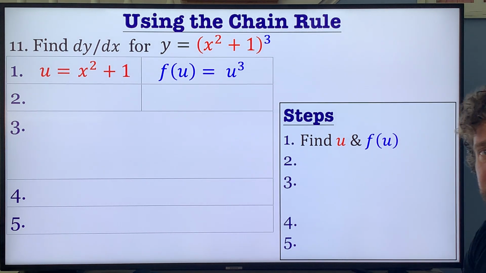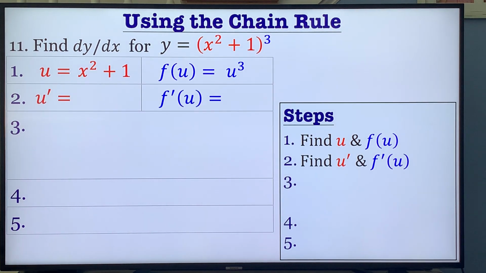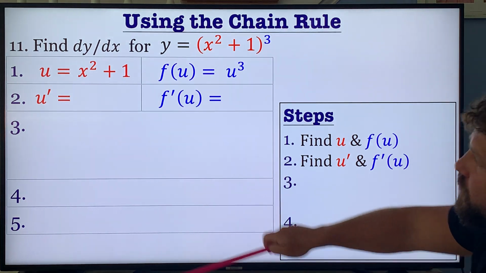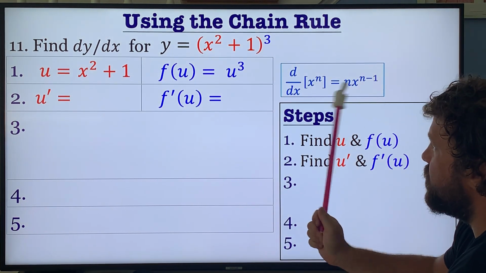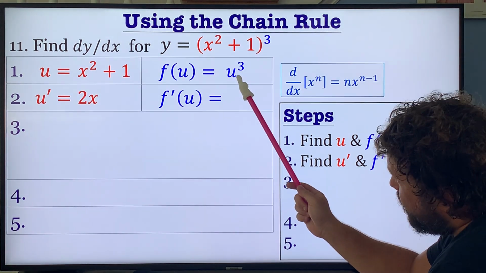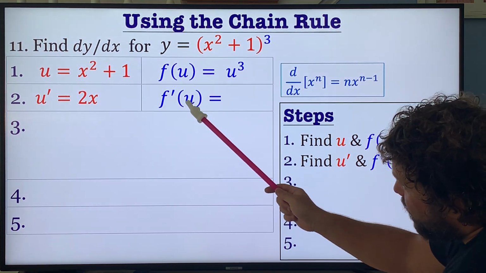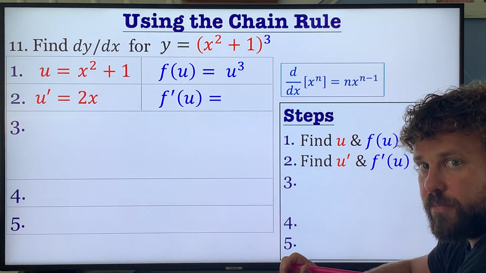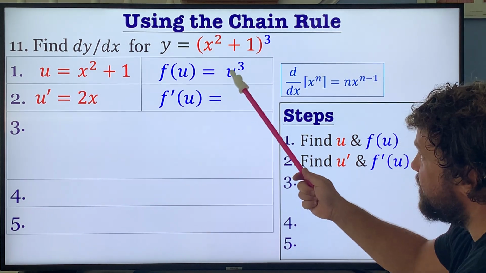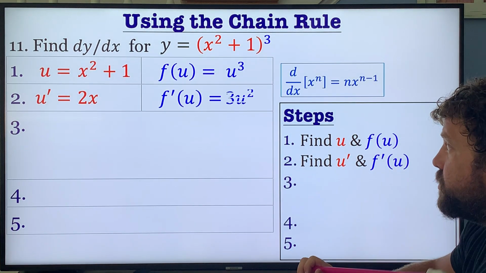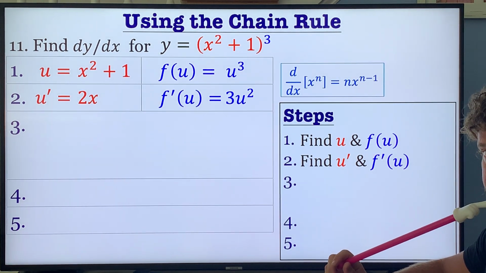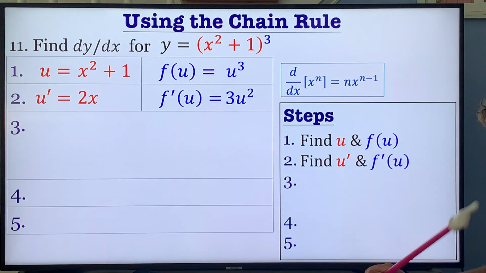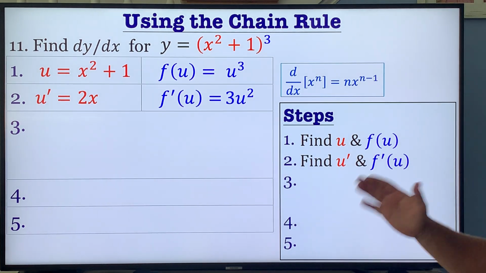Step 2, what do you think it is? It's to derive u and f prime u. So the derivative of u in terms of x is 2x plus 0, because we're just using our power rule. Now the derivative of u cubed, now we're going to derive it in terms of u. So just think of this as an x cubed. 3u squared. Okay? Not too terrible yet, right? All right? Similar to product rule, quotient rule, but not the same.